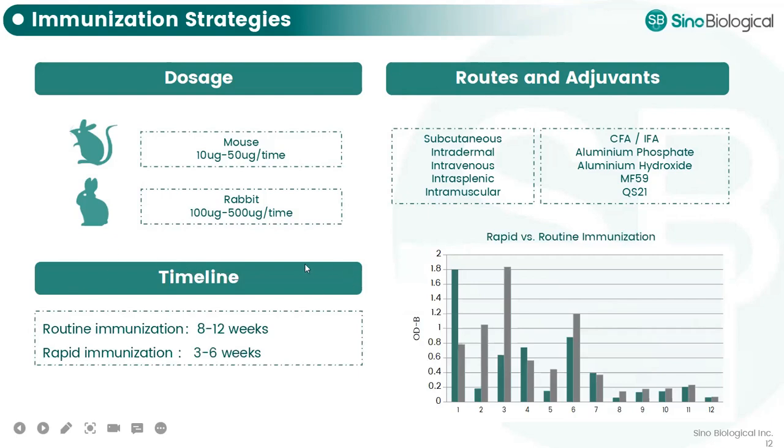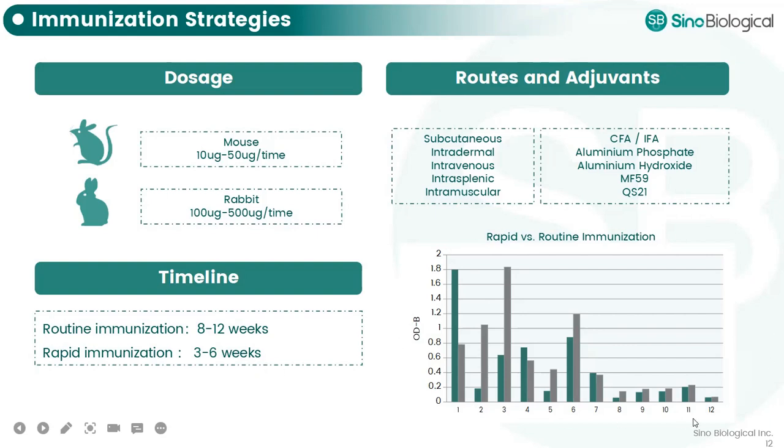And for the timelines, for some of the projects, we want to speed up the whole process of antibody discovery. For the regular immunization procedures, it usually takes about 2 to 3 months to obtain immunized animals. Therefore, by changing the dosage, the routes, and also the adjuvants, we are able to obtain similar immunization titer when we immunize the animal within only 3 to 6 weeks.